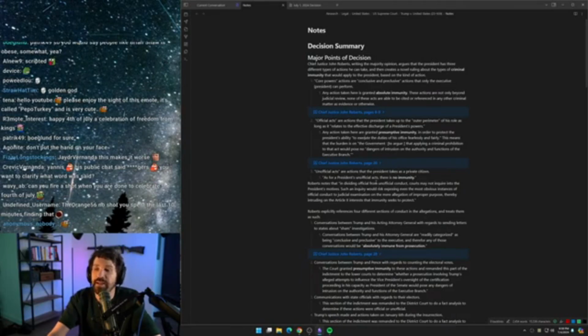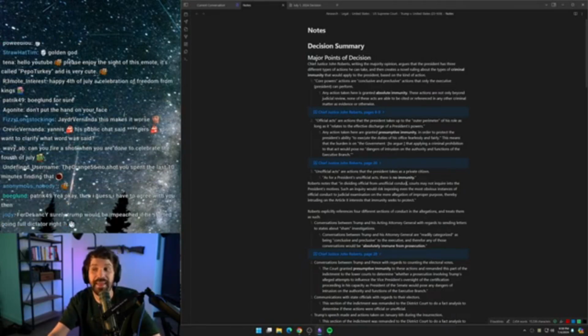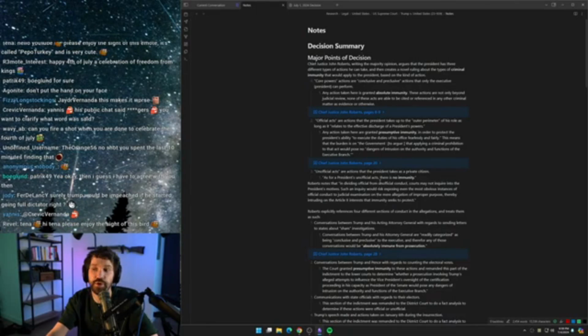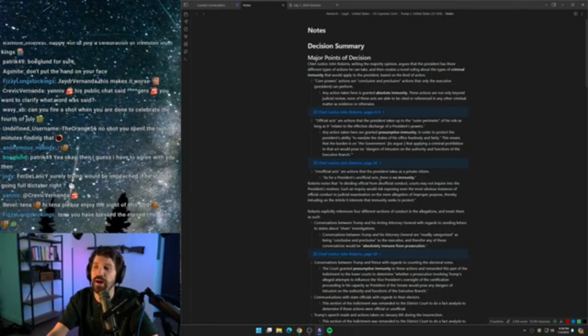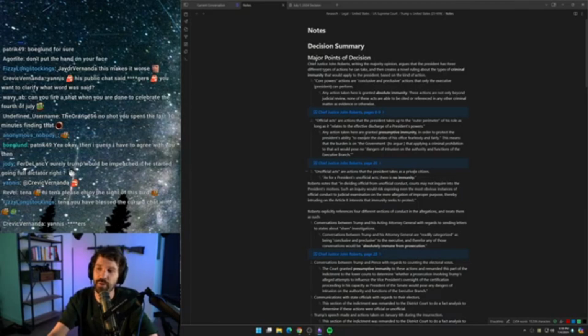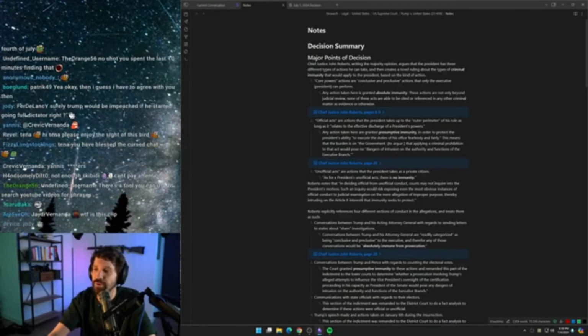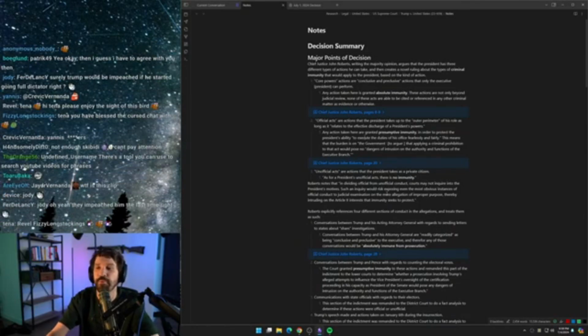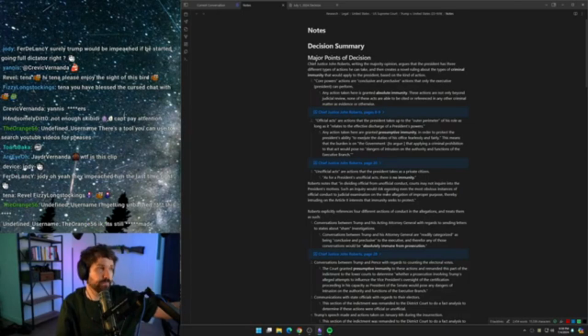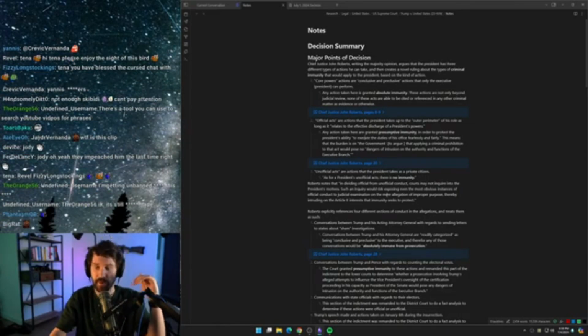Roberts notes that in dividing official from unofficial conduct, courts may not inquire into the president's motives. Such an inquiry would risk exposing even the most obvious instances of official conduct to judicial examination on the mere allegation of improper purpose, thereby intruding on the Article 2 interests that immunity seeks to protect. So when you're doing investigations and you're trying to separate an official act from an unofficial act to figure out, was the president operating in his capacity here? For instance, when he gives a speech, he could be acting in an official or unofficial capacity. You cannot consider the president's motivations when you're trying to figure out whether this would fit the official or unofficial category.